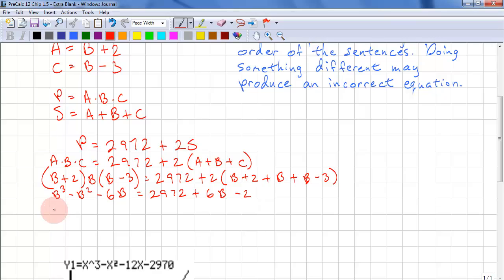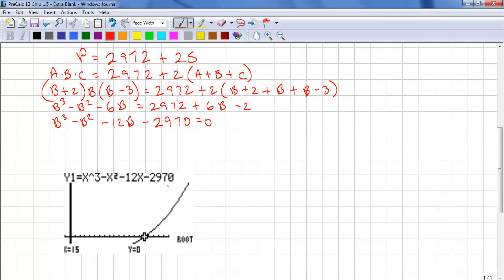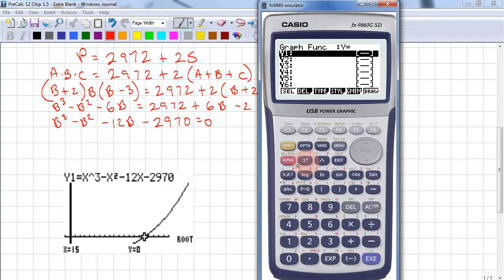So now we can put everything on one side. We have B cubed minus B squared minus 12B. When the 6B comes over to the other side, it's negative. And we have 2,972 minus 2. So that's 2,970. Now we have an equation, and what we would like to do with that equation is find the roots. So you would enter this on your calculator. So we don't have b's on our calculator, so we'll just use x. So x cubed minus x squared minus 12x minus 2,970.